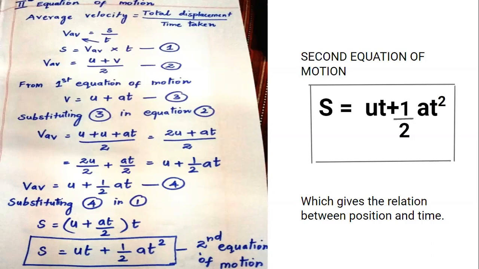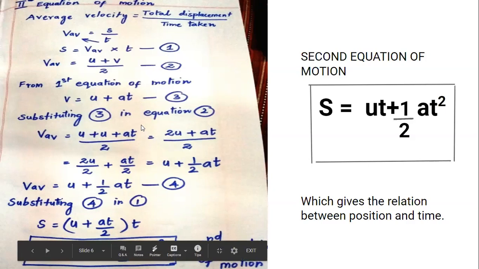So please copy this, write it and see, so that you can easily relate all this. The formulas we have already studied, but we are just equating them. So the second equation of motion is S is equal to ut plus half at square, which gives the relation between position and time.